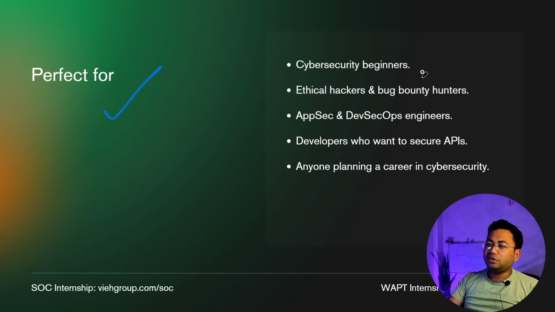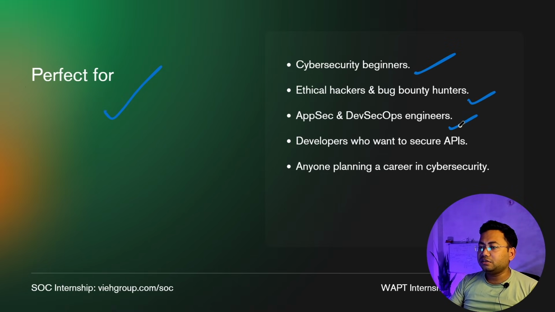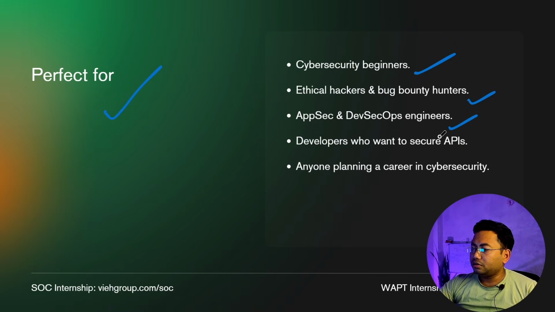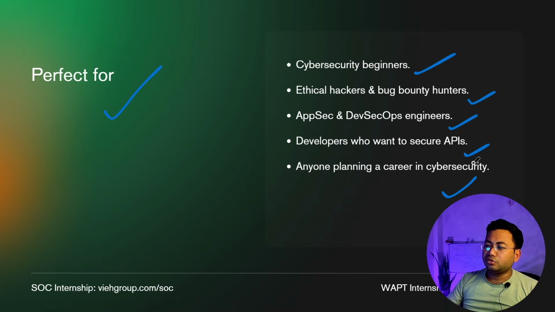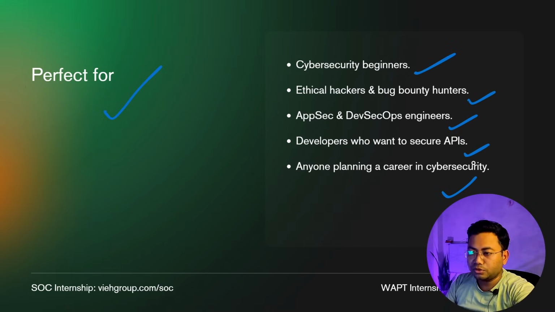So these are the very important topics you can cover in this course. Who is this course for? This is for cybersecurity beginners who are starting their cybersecurity journey, so-called ethical hackers, bug bounty hunters, AppSec and DevOps engineers, and developers who want to secure APIs. Anyone who is planning to start a career in cybersecurity. So this is what you're going to learn in this certification.